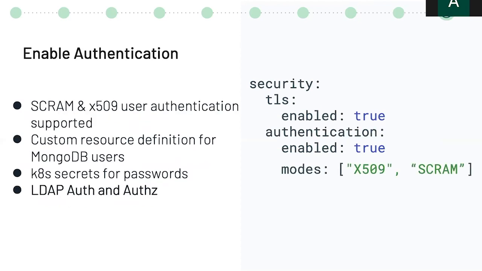Always enable authentication. Authentication just guarantees that nobody can access your cluster without permission. It's also as simple as adding another couple of lines to your TLS configuration, authentication enabled true, and picking which mode of authentication you would like to use. The most basic one is SCRAM. For the enterprise, most likely you would use LDAP and X509. You can mix and match those modes.